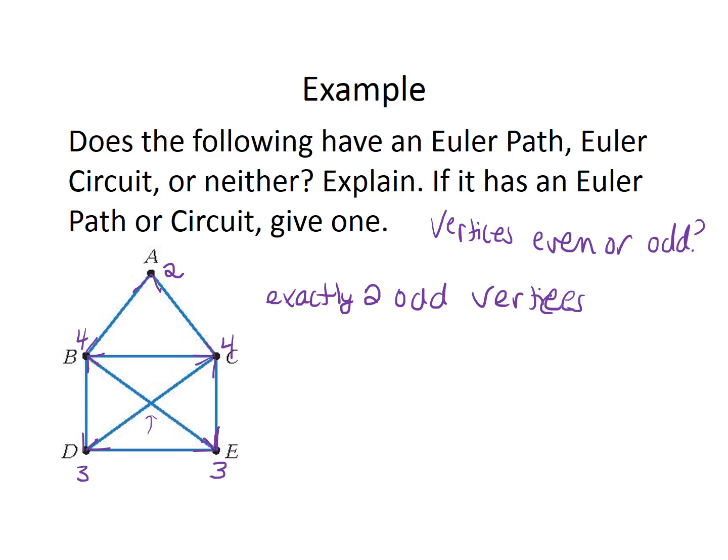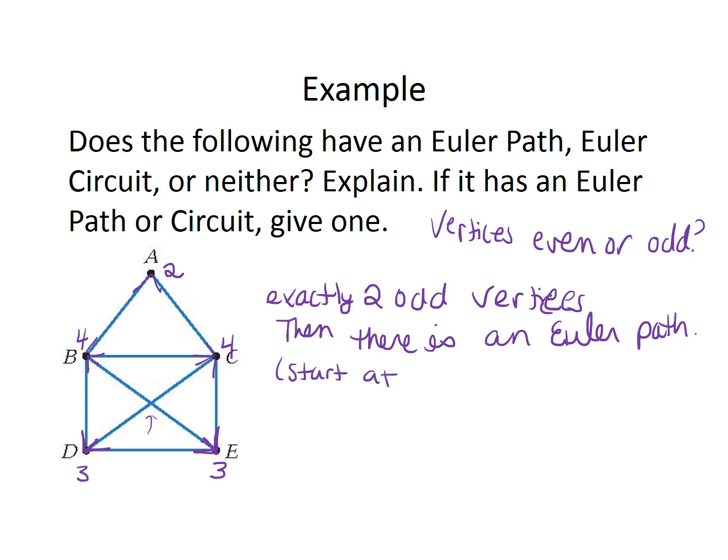All right, E was odd, it had degree 3. D was odd, it also had degree 3. So it has exactly 2 odd vertices. And if you look at the last slide, if it has exactly 2 odd vertices, then there's an Euler path. And so remember, for an Euler path, you're going to start at one of the odd vertices. So let's go ahead and start at D and end at E. You could do it the other way too, start at E and end at D, but here are your 2 odd vertices down here. So you're going to have to start and end at one of them.